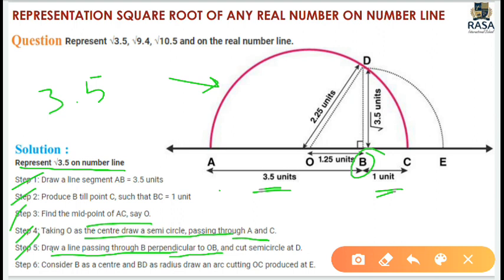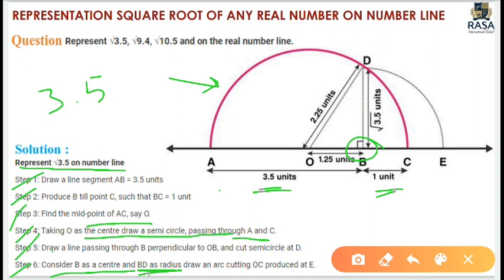Here we are drawing a perpendicular at point B, which cuts the semicircle at point D. We are drawing a line which passes through point B and is perpendicular to OB, and that perpendicular will cut the semicircle at point D. Okay, so now what does this BD represent? Consider B as center and radius BD.